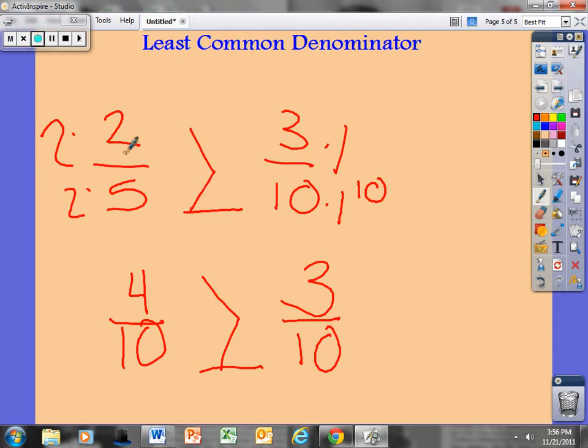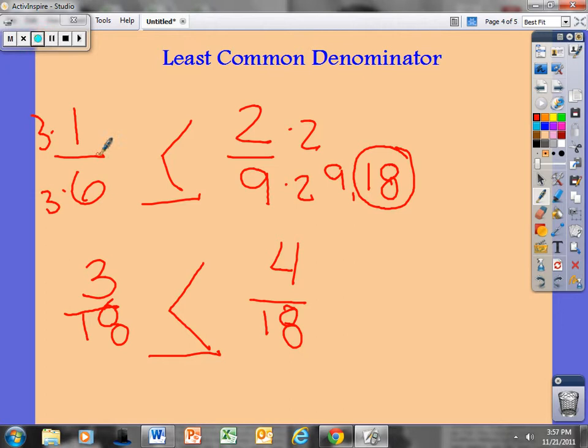If you notice, this fraction is equivalent to this fraction. Those are equivalent. If I go back a page, 1/6 is equivalent to 3/18, and 2/9 is equivalent to 4/18. So I'm not changing the value of the fraction. I'm just getting a common denominator.